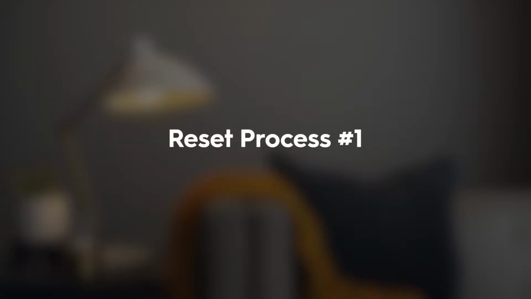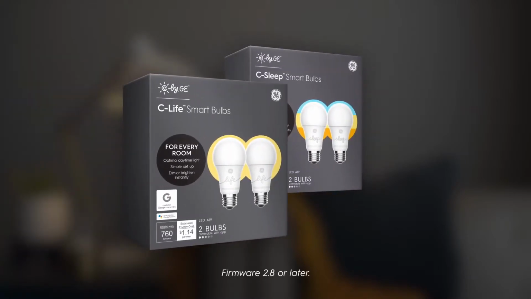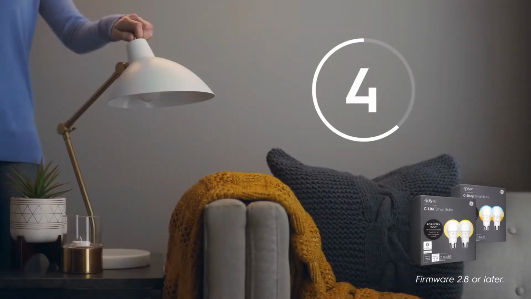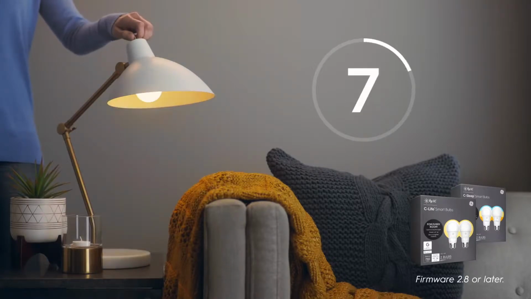Here's the first process, designed for bulbs with this package or for firmware version 2.8 or later. Start with your bulb off for at least 5 seconds. Then, turn on the bulb for 8 seconds.